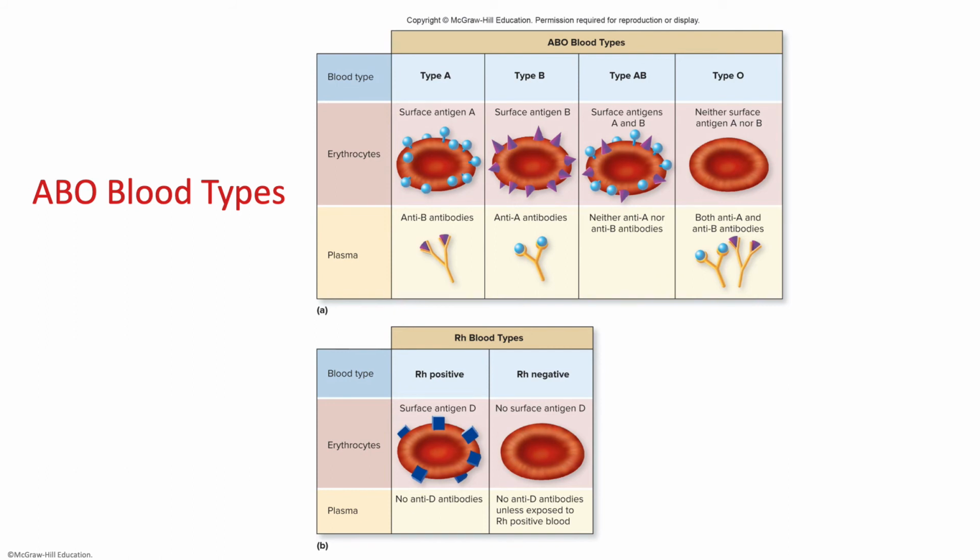And this can be a problem. If you ever are exposed to Rh positive blood, you will then have those antibodies in your system, so that if you're ever exposed to Rh positive blood again, there could be a complication. This especially plays a role in pregnancy, which we'll talk about.